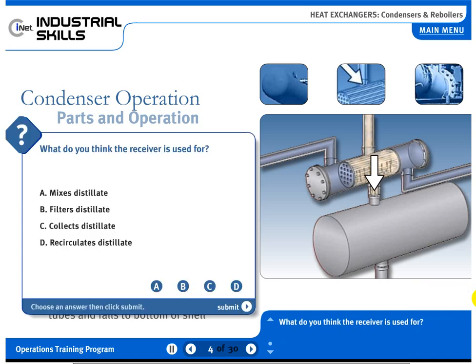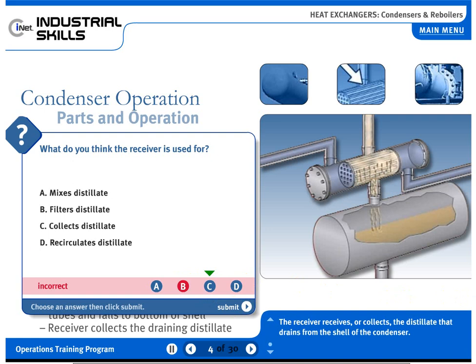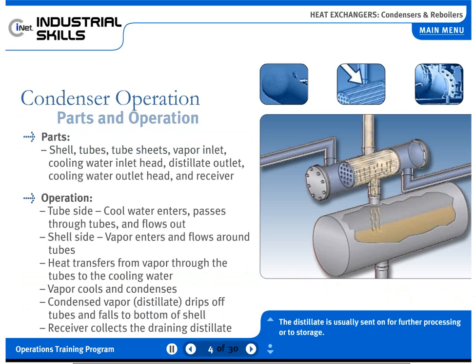What do you think the receiver is used for? That's not right. The receiver receives or collects the distillate that drains from the shell of the condenser. The distillate is usually sent on for further processing or to storage.